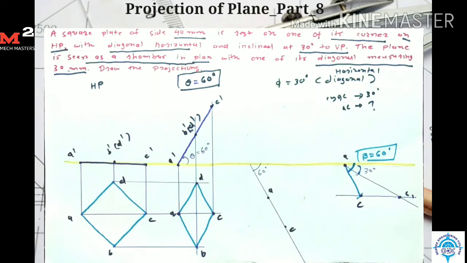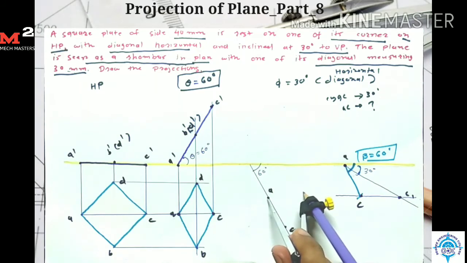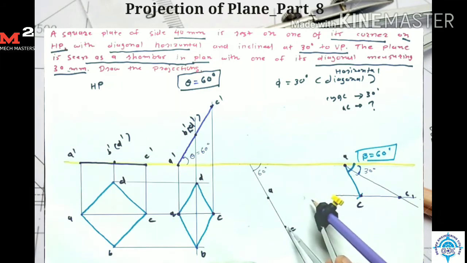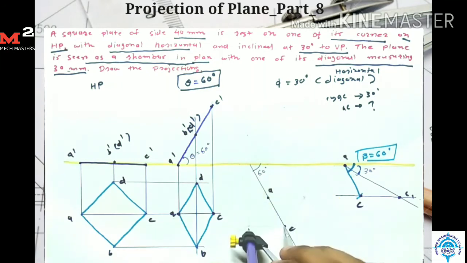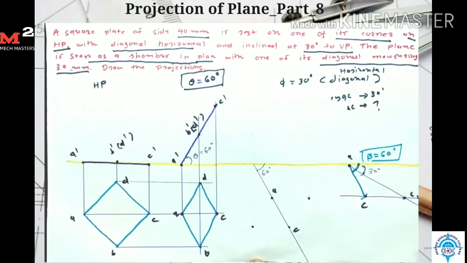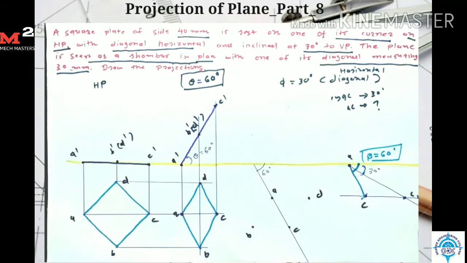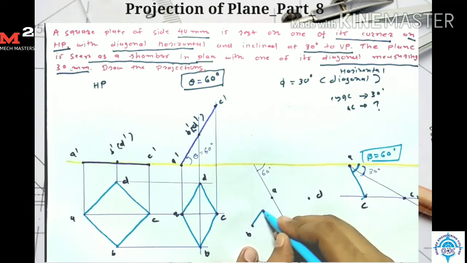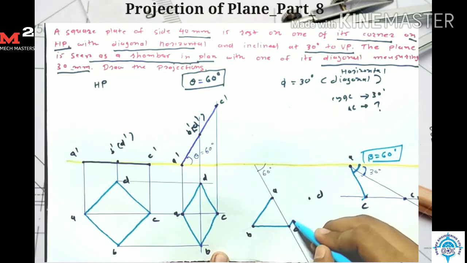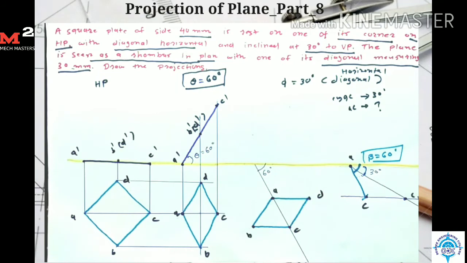Now for getting the points B and D, I take AB as a radius. Now take A as a center and draw one arc here and one arc here. Similarly, I take C as a center and draw one arc here and one arc here. The intersection of these two arcs gives me the two points. Here I get my point B and here I get my point D. After joining these points AB, BC, CD and AD, I get my top view for the third stage.